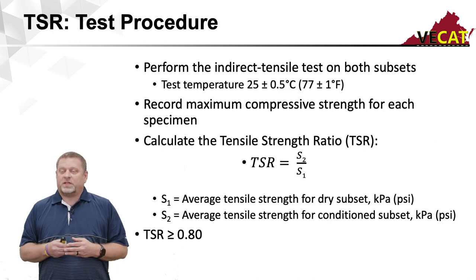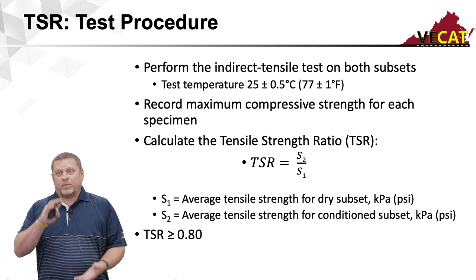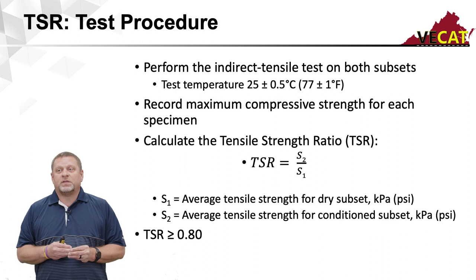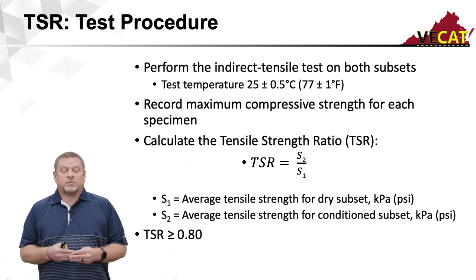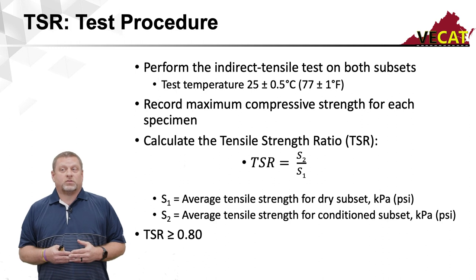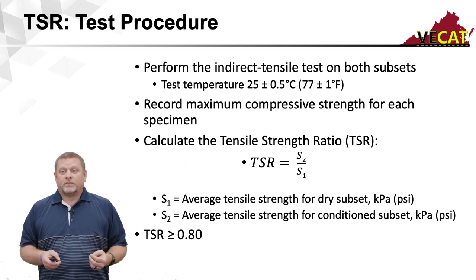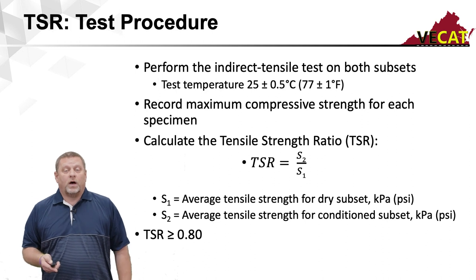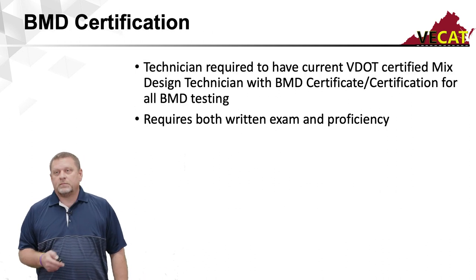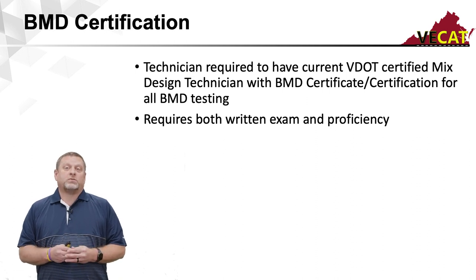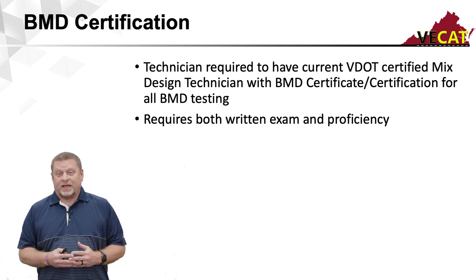We perform the test the same as we run the IDEAL-CT. We basically load it in the apparatus and break each specimen. We're just going to record the maximum strength that each specimen gives us, and we're going to calculate the tensile strength ratio. The requirement for a TSR is greater than or equal to 80. This is the additional test required for a balanced mix design.